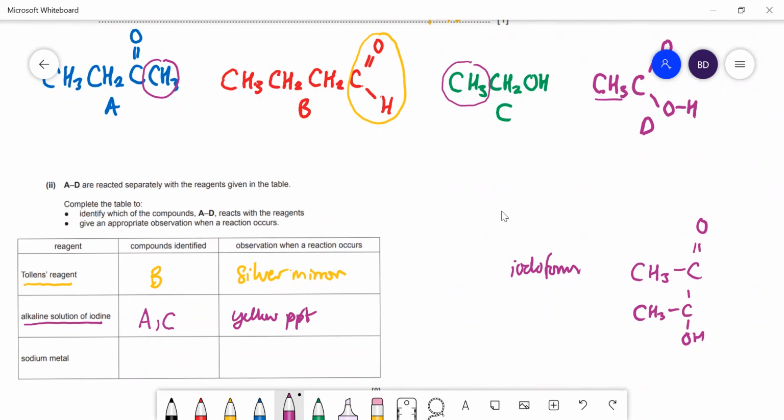Okay, the last one, sodium metal. Well, sodium metal will react with alcohols or carboxylic acids. So we can see sodium metal will react with ethanol because you've got an OH there, and it will also react with D, C and D, but no reaction with A and B. C and D, what happens? You get effervescence, hydrogen effervescence, and the metal will dissolve.